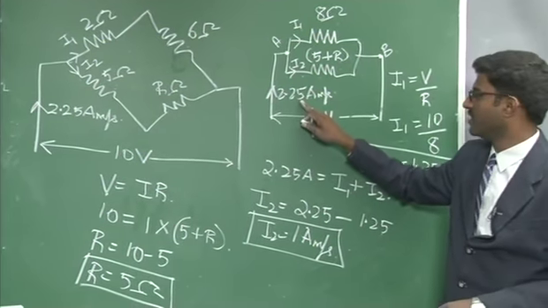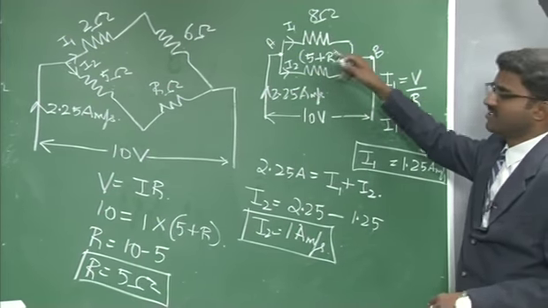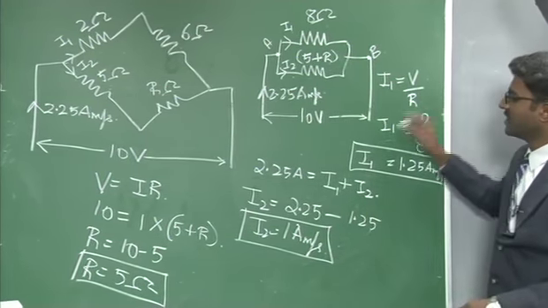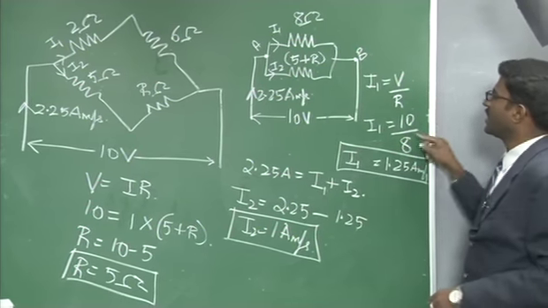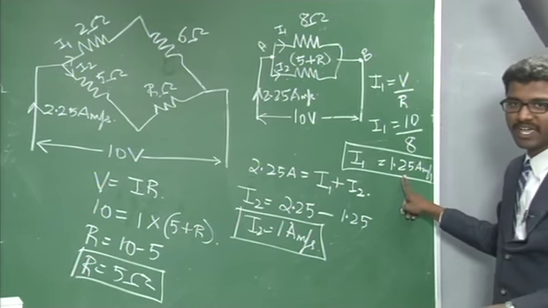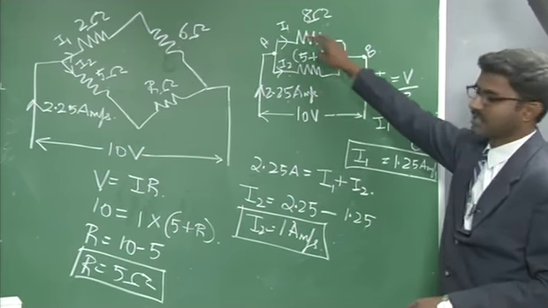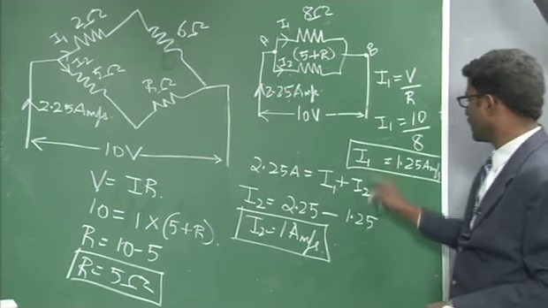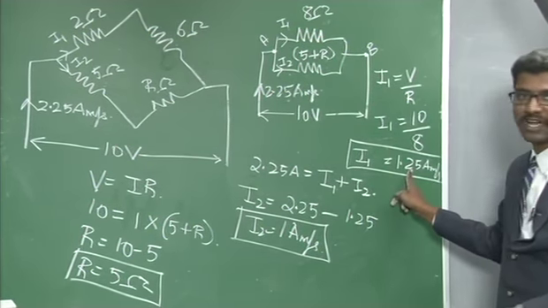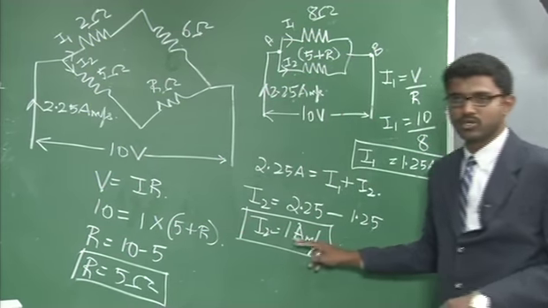approximately 2.25 amps. Then how to determine I1, that is branch current 1? I1 is equal to V by R. V given in your question is 10 volts and R given is 8 ohm. So 10 by 8, which is equal to 1.25 amps. Your source current is 2.25 amps. If you subtract the first branch current, that is 1.25 amps, then you can determine the second branch current, that is I2 is equal to 1 amp.